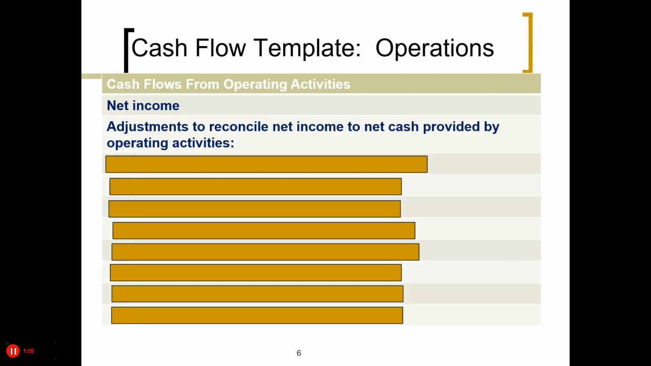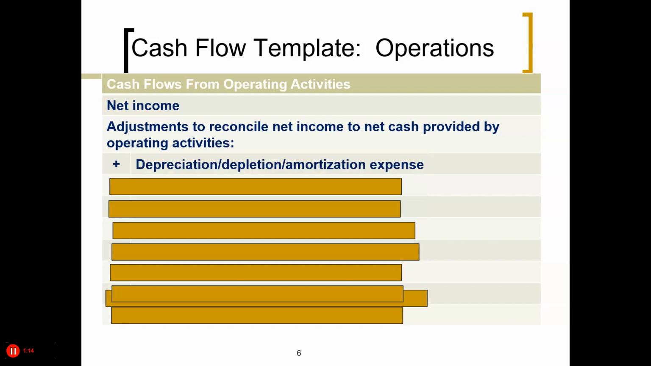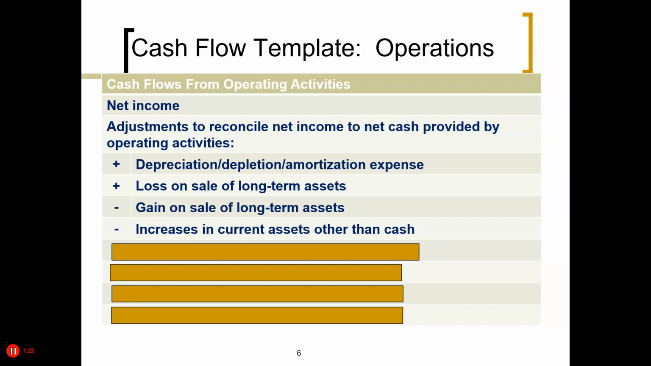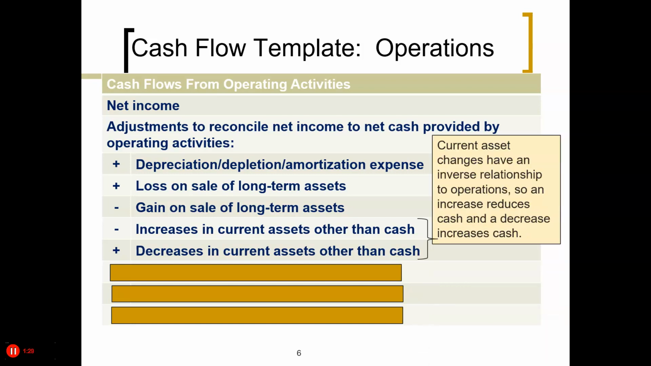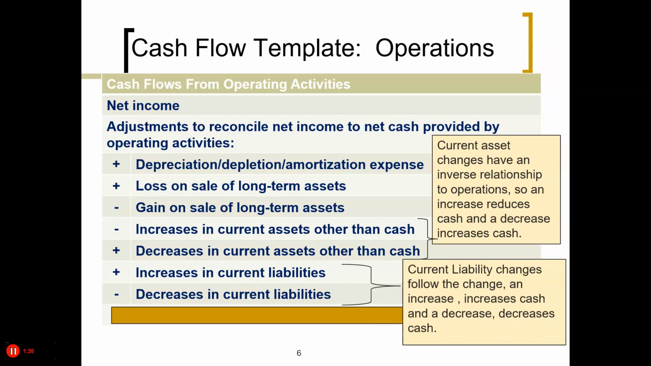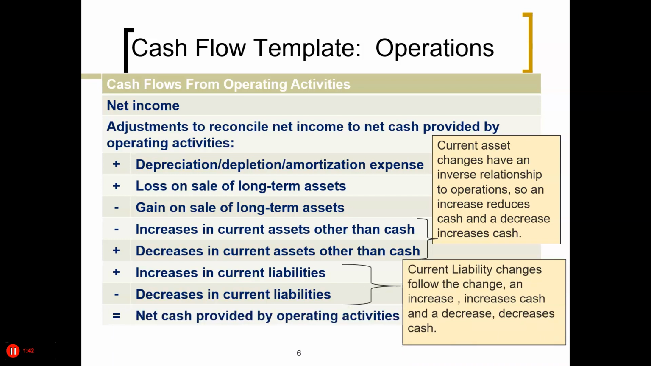Now, how do these changes affect the cash flow from operating activities? Indirect method. Depreciation we add back in, losses we add back in, gains we subtract out, increases in current assets are subtracted out, decreases are added in because there's an inverse relationship. Increases in current liabilities are added in, decreases are subtracted because they go in the same direction as the change in the account. And that's how we get net cash provided by operating activities.